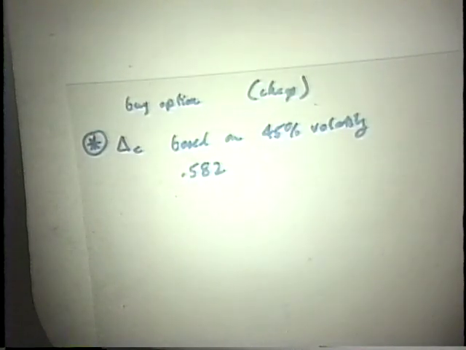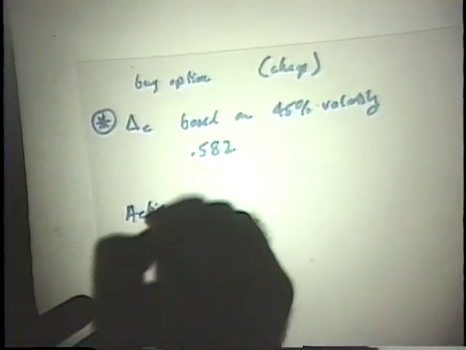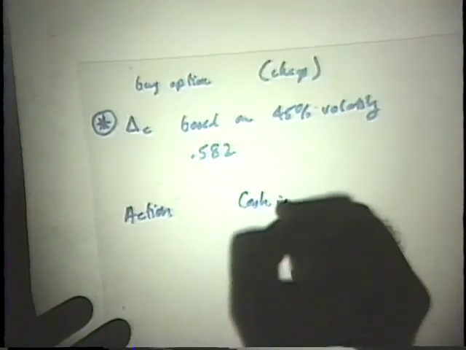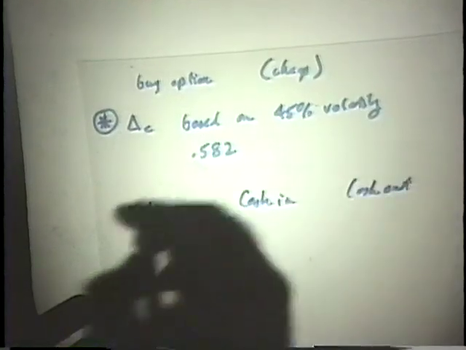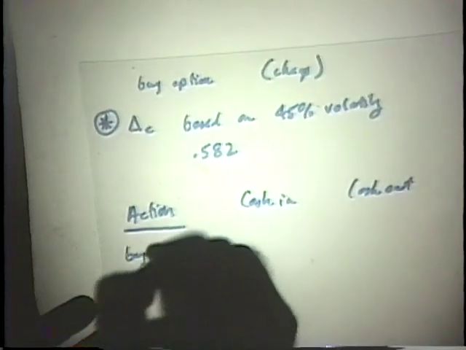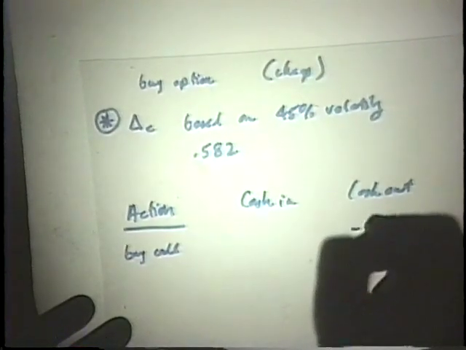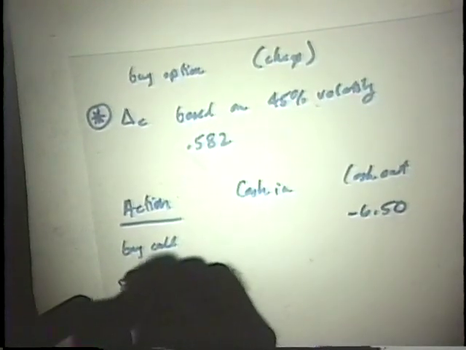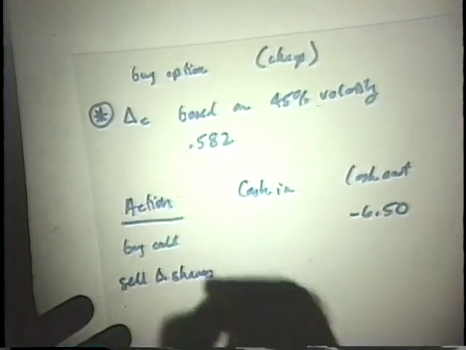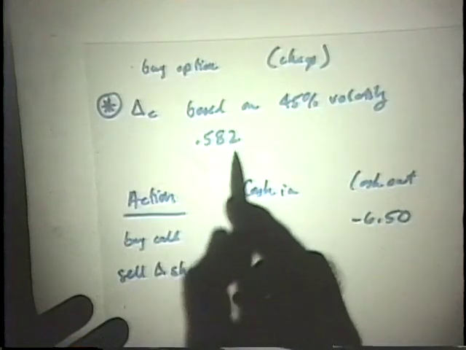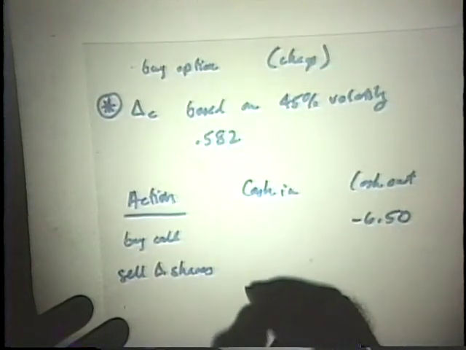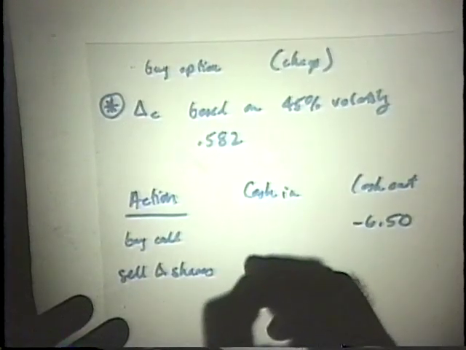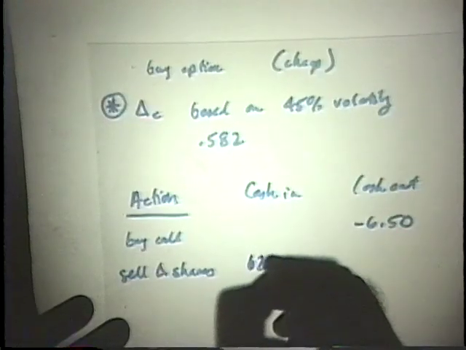And then I actually ask you to do a little table, like we kind of did for put call parity. So we've got an action, cash in, cash out. We're going to buy the call, and that's cash out of 650. Right? We're going to sell delta shares, and that's going to be 0.582 times the share price, which is 106,875. And that's going to be 62.20.